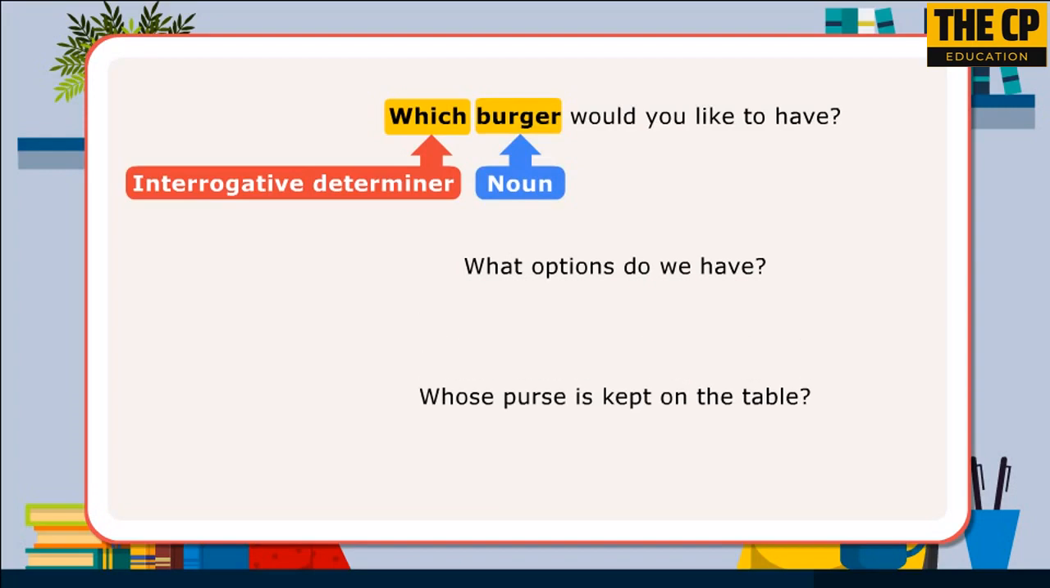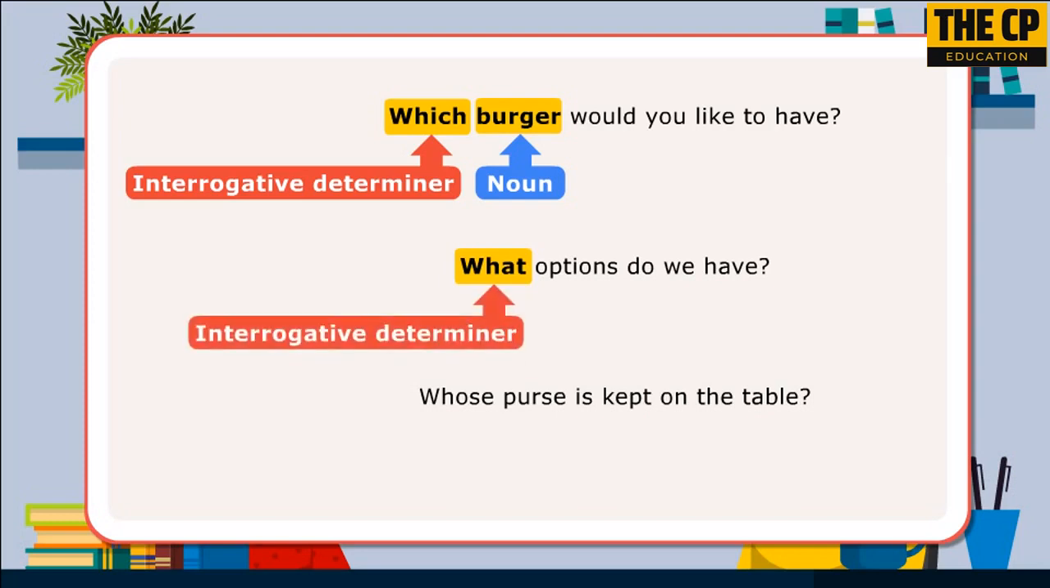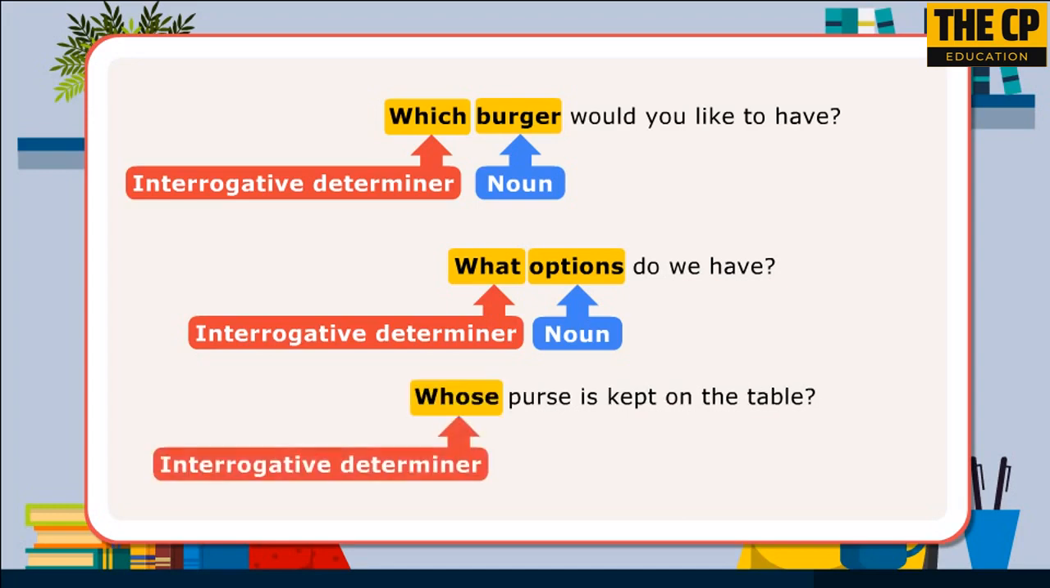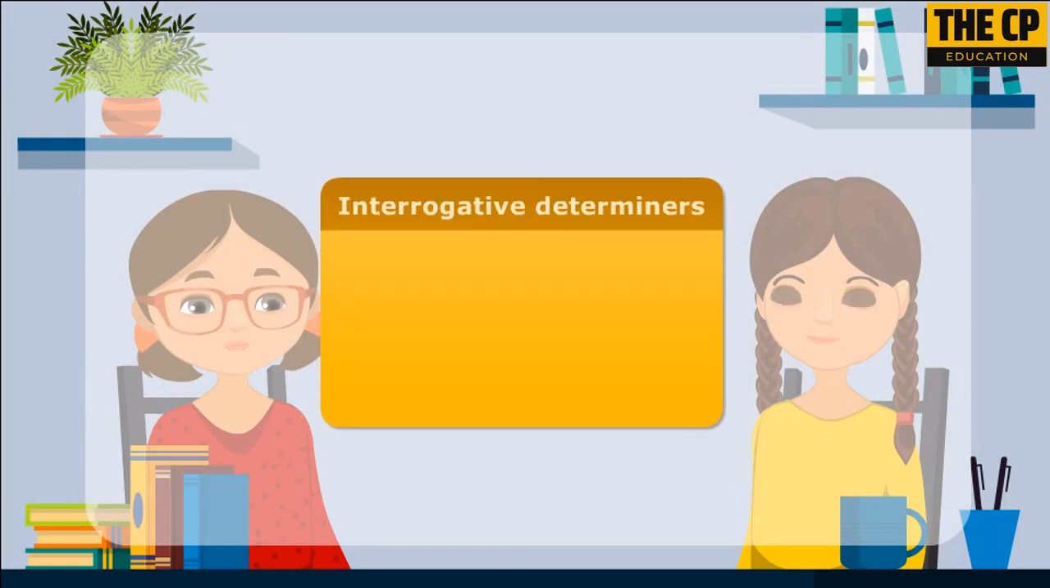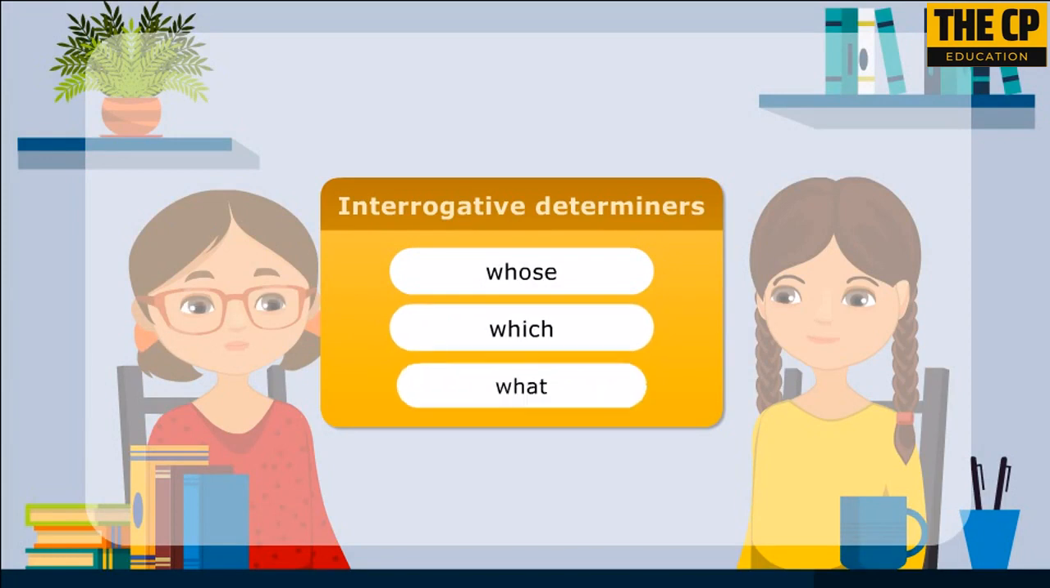In the next sentence, what is an interrogative determiner since it precedes the noun options and asks a question about it. In the third sentence, whose is an interrogative determiner since it is used before the noun purse and asks something specifically about it. Here is a list of interrogative determiners: whose, which, what.